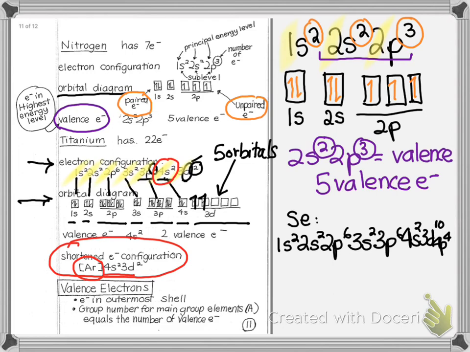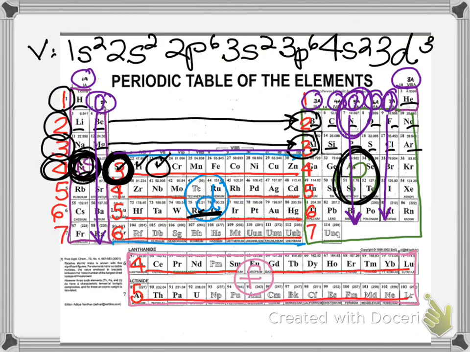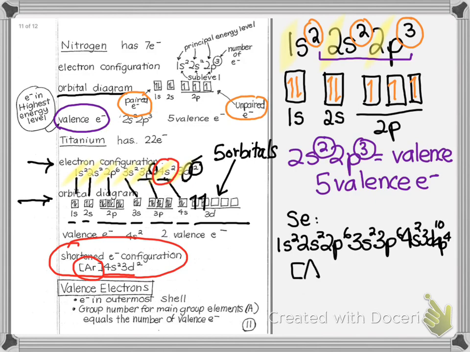Now, if I'm looking at selenium, I'm going to look back on the periodic table. I use this guy a lot. Selenium is right here. So to do a short notation, you go to the noble gas in the period before it. It has to be a noble gas. So the one in front of selenium is argon. So I would write in brackets argon. That basically tells you that up to argon it's full, and that is all of this.